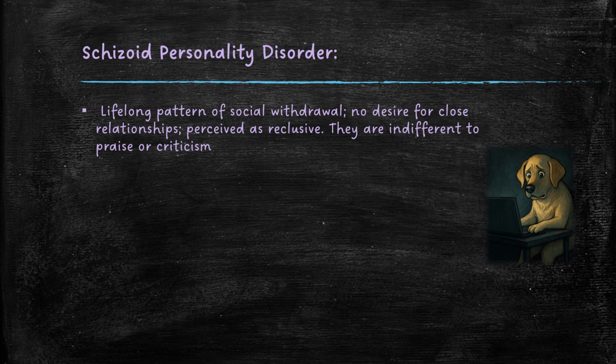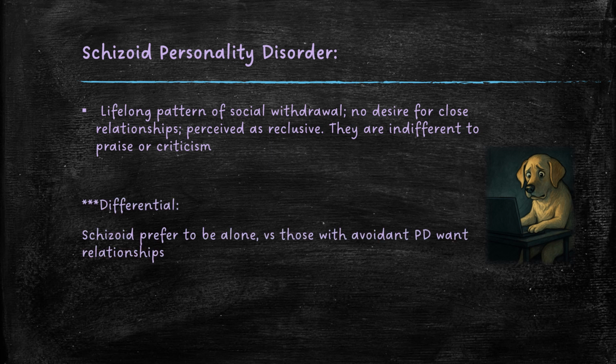Now, you have to know how to distinguish between schizoid personality disorder and avoidant personality disorder because they both can be very reclusive and keep to themselves. But the difference is that with schizoid personality disorder, the patients prefer to be alone. Like, they have no problem not interacting with others. Whereas with avoidant personality disorder, they want to interact with others, but they feel inadequate. So that's going to be what you want to look for on the exam question.